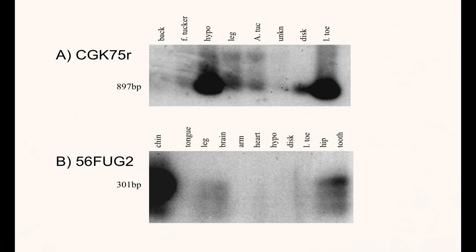Presumably it's something about a back, an F tucker, a hypo, a leg, an A tuck, an unknown, a disc, and, I guess, a left toe. I would guess it's different parts of the body, and they were looking for this particular protein or gene, how it's being expressed. So there's implication of how many base pairs this is. Can you take like three semesters of genetics to understand what it might be about?